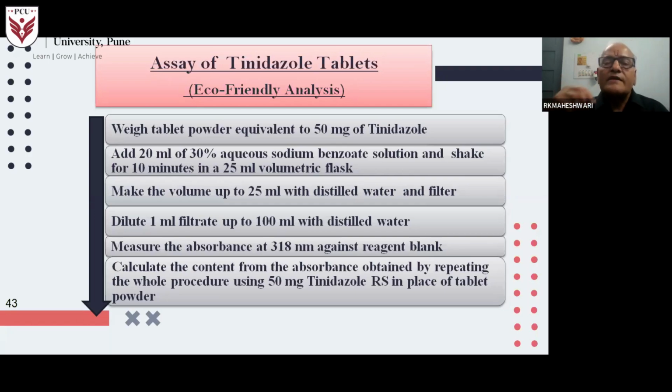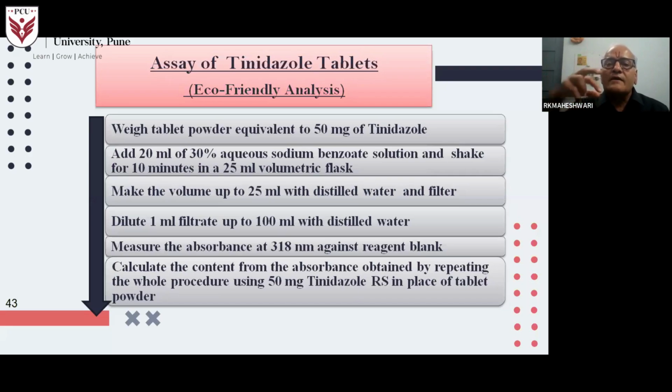So now again let me tell you what you have done. In the sample cuvette you have put the sample solution, and in the reference you have to put the reagent blank solution. So in this hydrotropic method, how will you prepare this reagent blank solution? Again, I am saying the procedure to make the reagent blank. You will take another 25 ml volumetric flask, transfer 20 ml of 30% sodium benzoate solution, and dilute with water up to the 25 ml mark. Then from this you will take 1 ml and dilute it up to 100 ml with water. So this is the reagent blank solution. This will be kept in the reference cuvette.